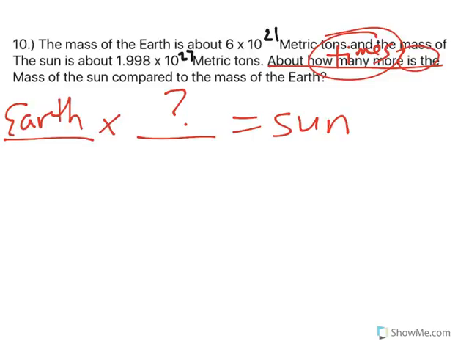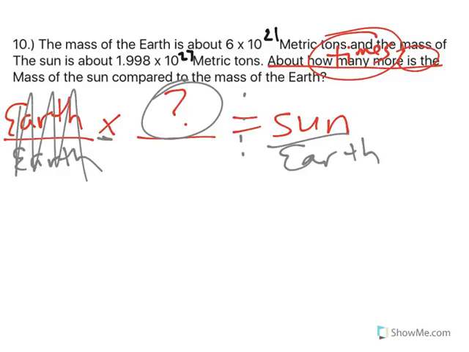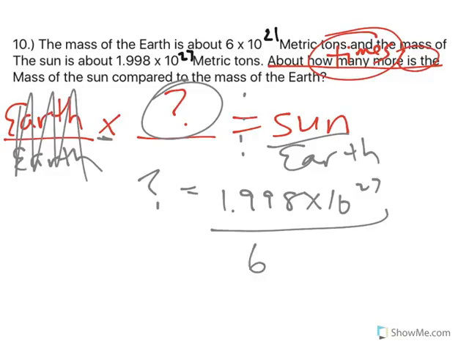Now, algebraically, which I know this class is not algebra, but work with me here, we're trying to get this unknown value. So the opposite of multiplication is division. If I divide both sides by the Earth, Earth divided by Earth, that's like 4 divided by 4, it's just 1. So I would get this unknown value equals the sun divided by the Earth. So if I take the sun, 1.998 times 10 to the 27th, divided by the Earth, 6 times 10 to the 21st, now I can figure out how many times bigger.